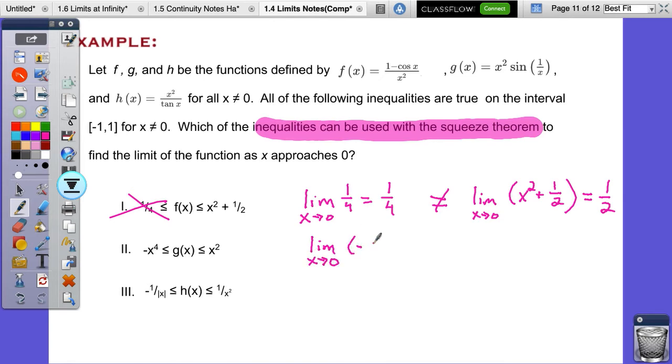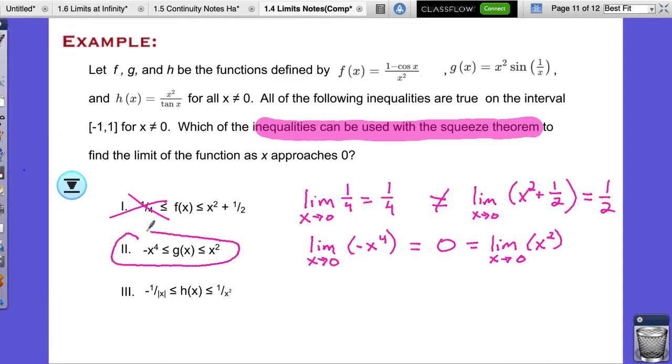All right, what about for Roman numeral 2 down there? They're both what? They're both 0? All right, so since both of those limits, of negative x to the 4th and of x squared, as x approaches 0 are 0, then yes, we can use squeeze theorem on Roman numeral 2.